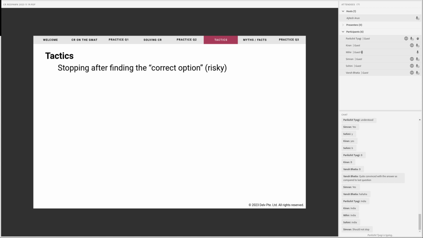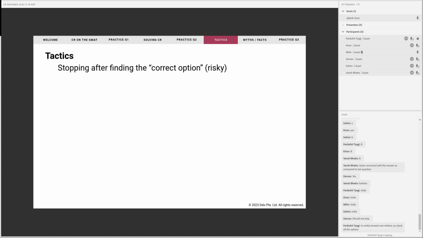We should read all the options and then select the right one. Okay, Parikshit. I mean, you just said, right? So answers are always relative, and you have to find the best one, right? So even if you find the most possible answer, you should check all the options and then select one. Excellent. And I see Simran has also written that we should not stop. Good. I think all of you are on the right track.